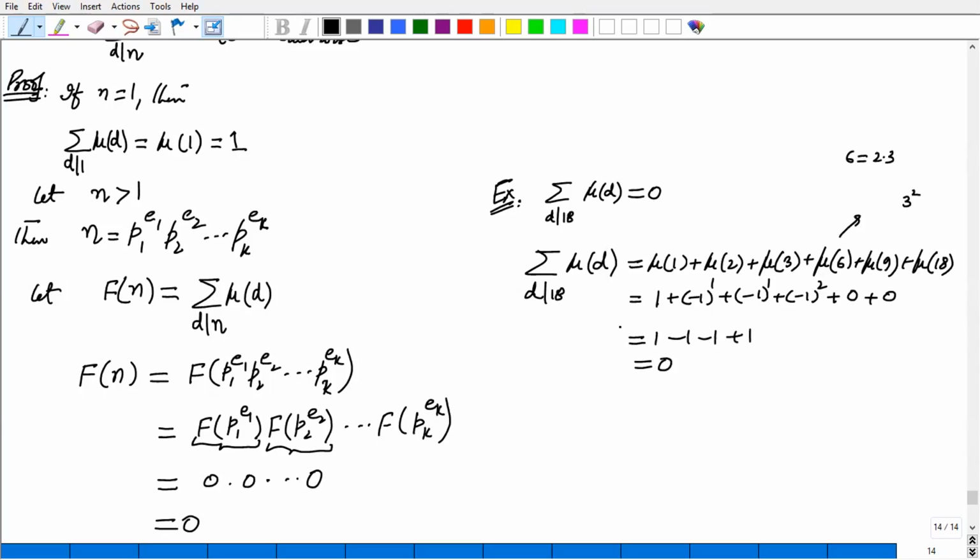Okay, so that's the verification of the theorem by using an example. Okay, so in the next class we will discuss the Mobius inversion formula, which is very important, and we will have some examples related to Mobius functions as well.